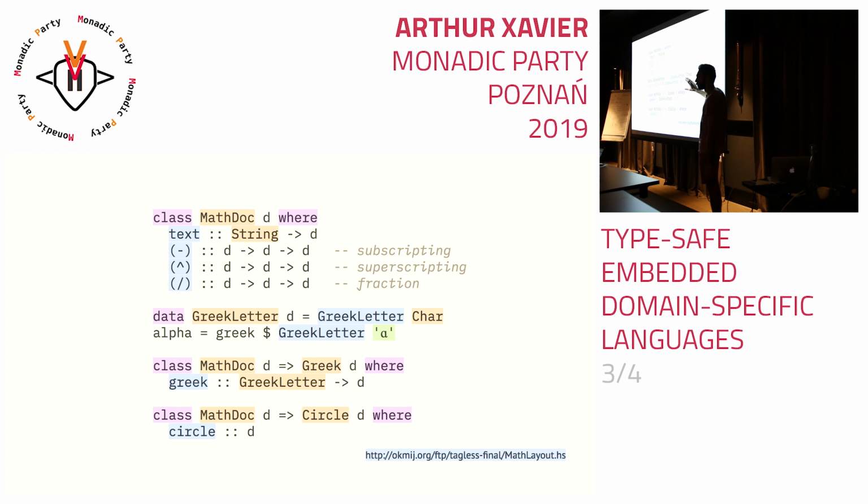Suppose we now want to add Greek letters to our documents, right? We just add this new type class Greek here, which has a single method, Greek, taking a Greek letter 2D. This is just implementation details of how exactly we make this thing type safe. And if we want to add the circle symbol to our document language, we just add this new type class here with a single method, which is a circle.